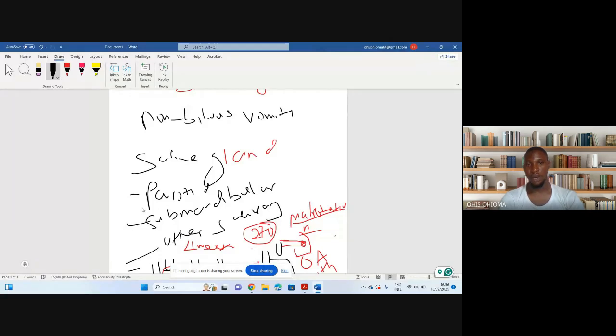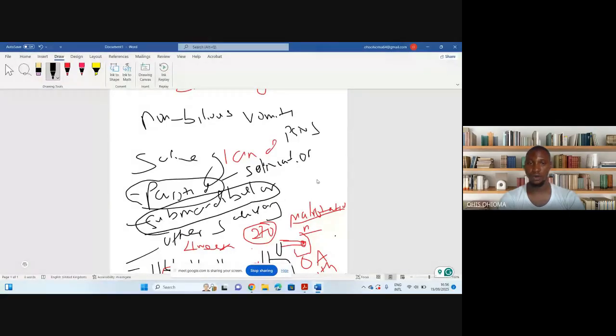And so the parotid gland is the largest contributor to saliva production. And you know that saliva production is parasympathetic in nature. So parasympathetic innervation is what leads to more saliva production, right? The submandibular gland empties in what we call Wharton's duct.